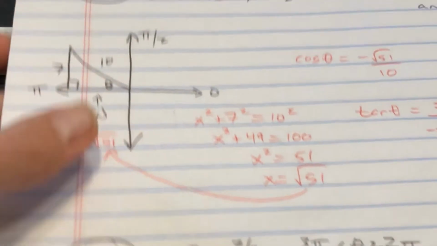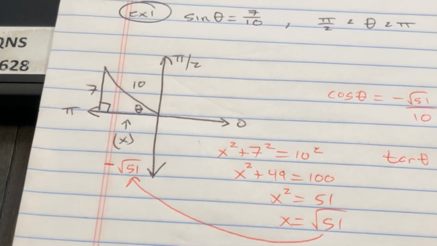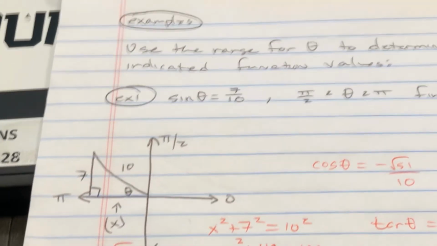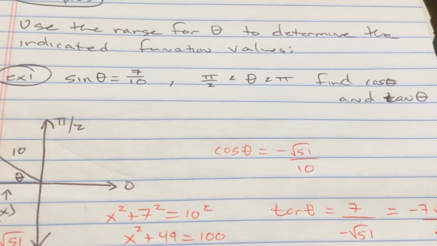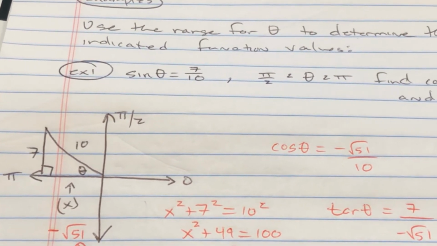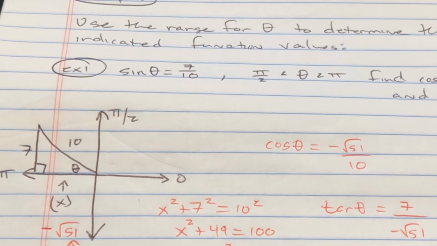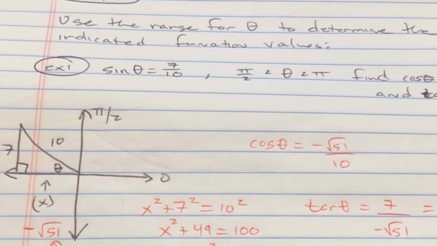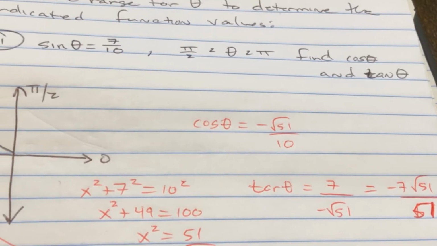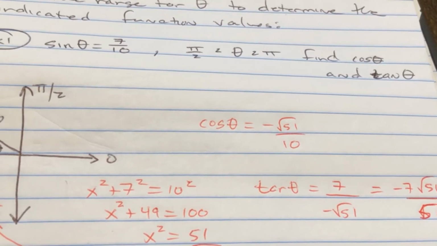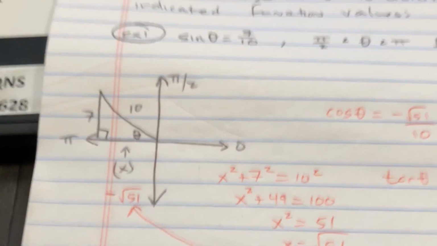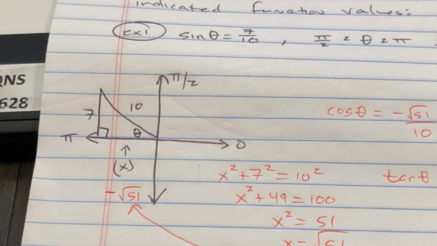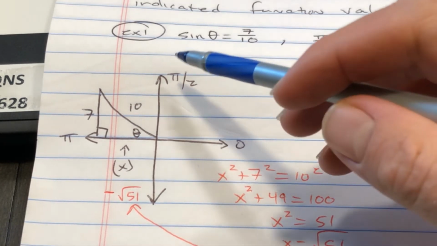Examples, last page here. You will see several of these. Use the range for theta to determine the indicated function values. Given that sine of theta is 7 over 10, and theta is in the second quadrant, find cosine of theta and tangent of theta. How do I know it's in the second quadrant? Pi over 2 is 90 degrees, pi is 180 degrees. Got to be in the second quadrant.